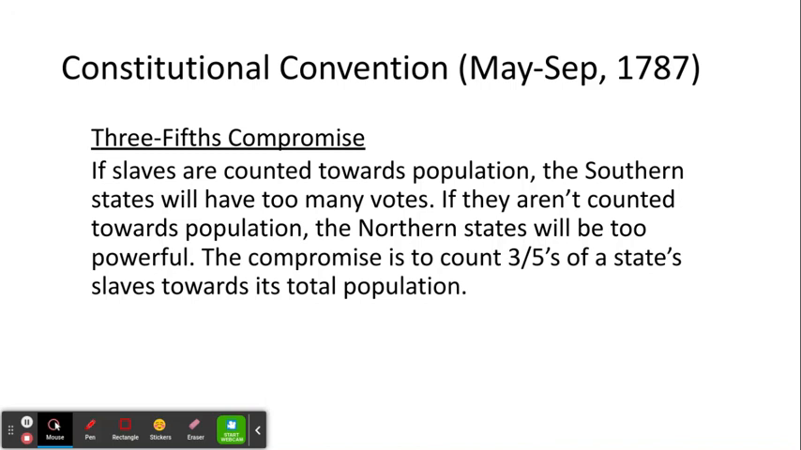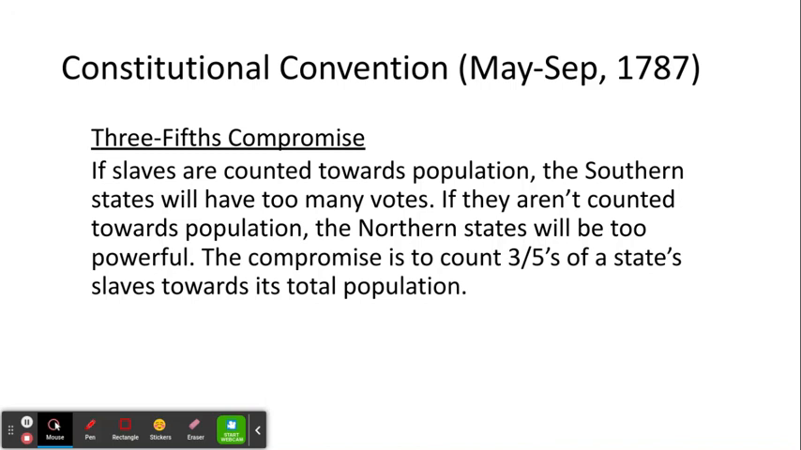Ultimately, what they decided to do was called the 3/5 Compromise. They decided that out of a state's whole population of slaves, 3/5 of that slave population could be counted up and tacked on top of the state's population.